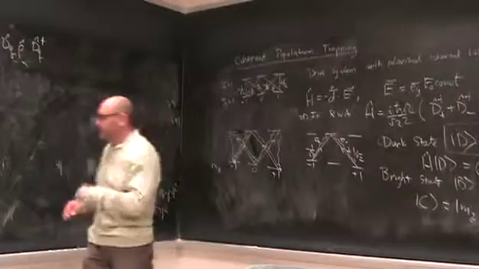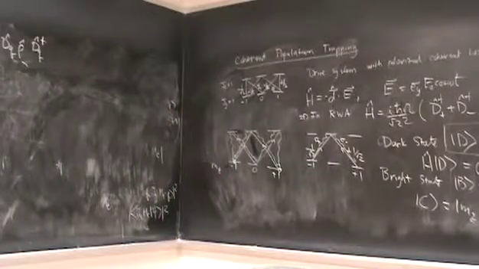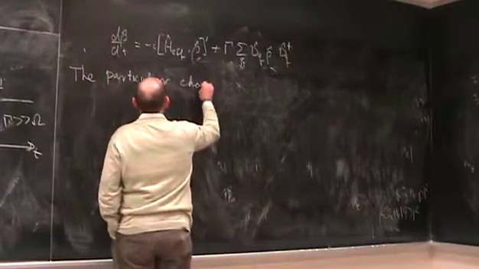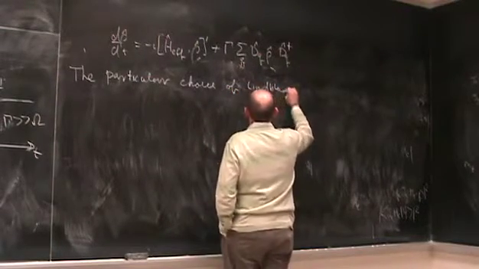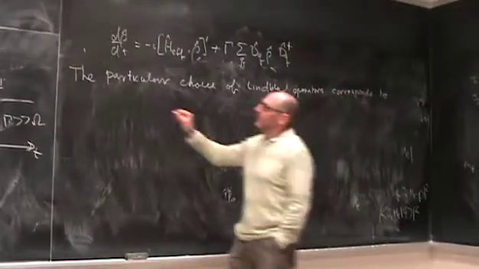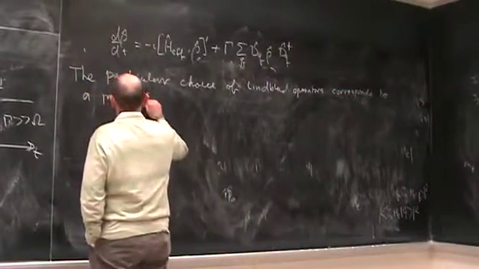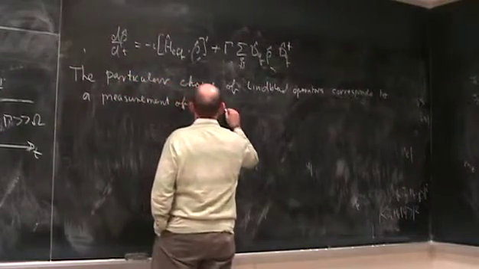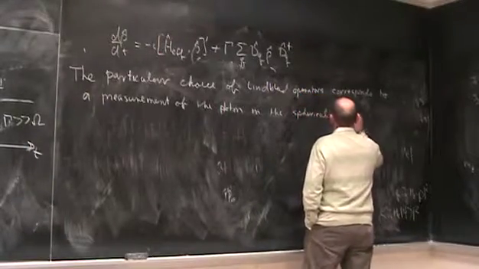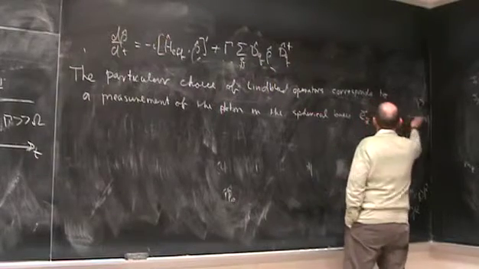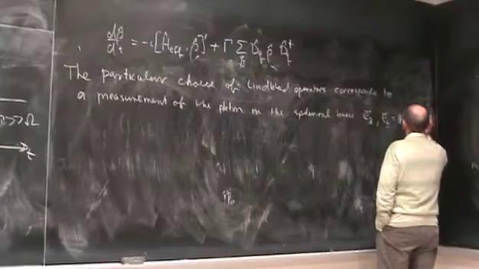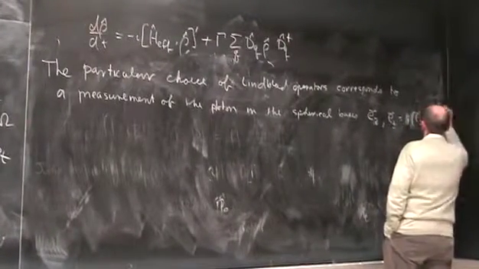The measurement that was implicitly done, so the particular choice of Lindblad operators corresponded to a measurement of the photon in the spherical basis E0, E plus and minus, which is Ex plus or minus i Ey over root 2.